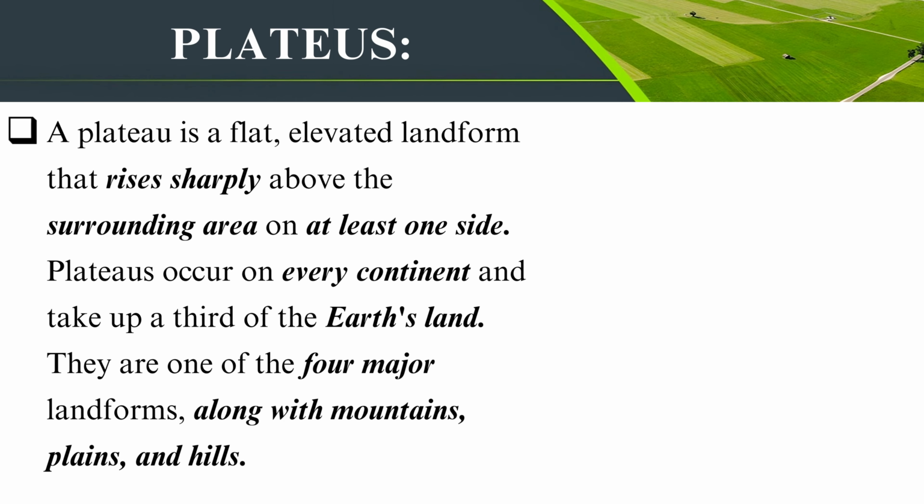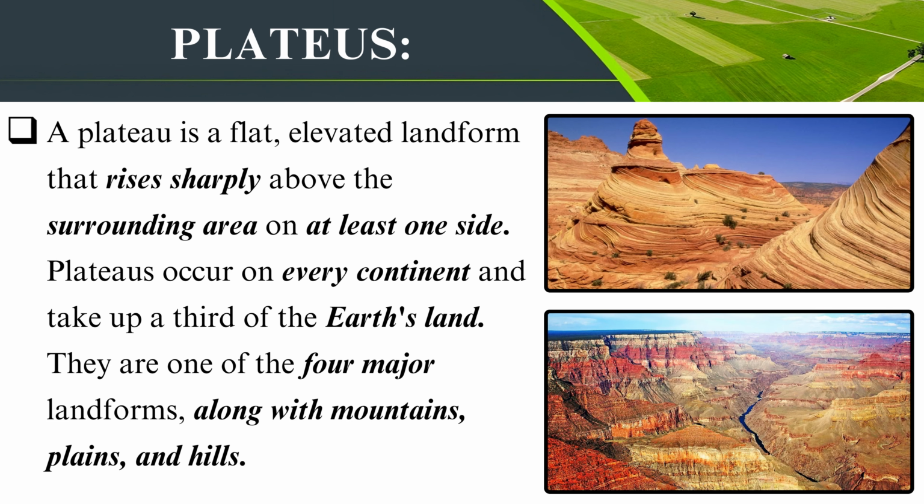Plateaus. A plateau is a flat, elevated landform that rises sharply above the surrounding areas on at least one side. Plateaus occur on every continent and take up a third of the earth's land. They are one of the four major landforms, along with mountains, plains, and hills.